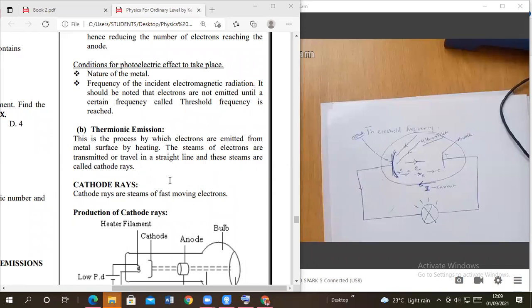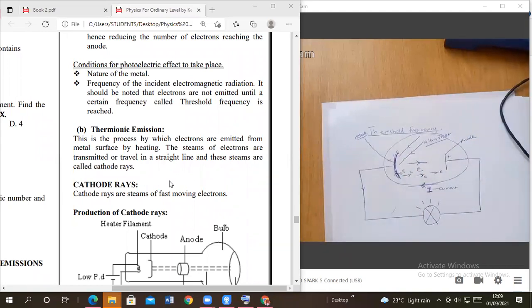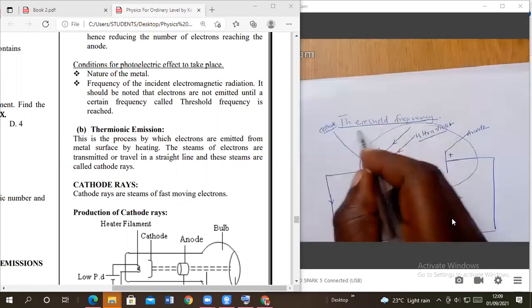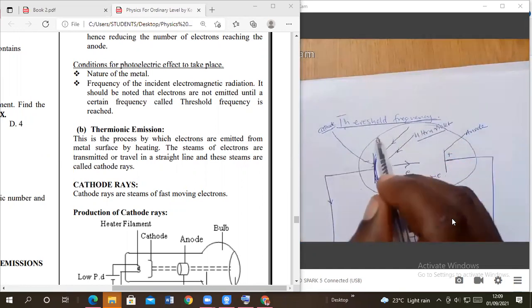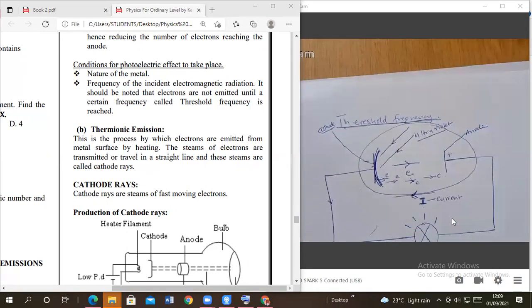Now, conditions for photoelectric effect, we say that nature of the plate, not all plates can give off electrons. And also we looked at the frequency of the incident electromagnetic radiation. So the frequency must be suitable. That frequency is what we call the threshold frequency. It is the suitable frequency below which no electron is emitted. So that frequency must be suitable for electrons to be emitted.